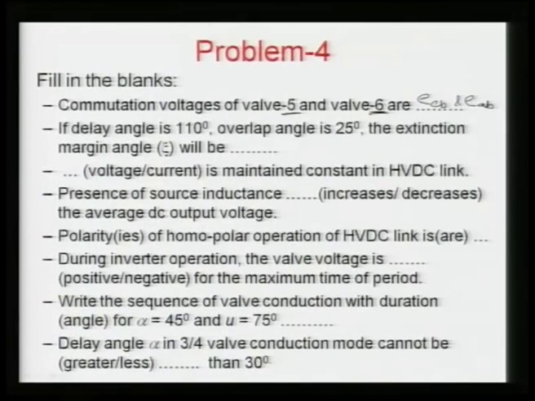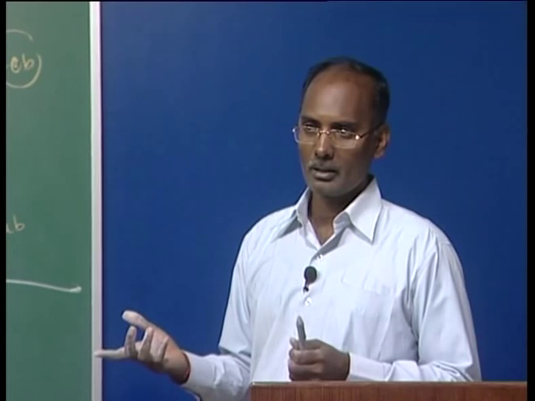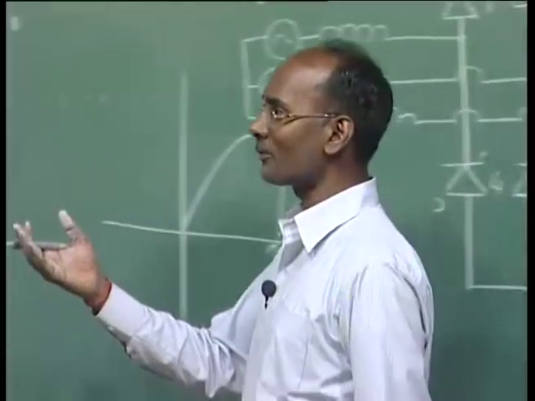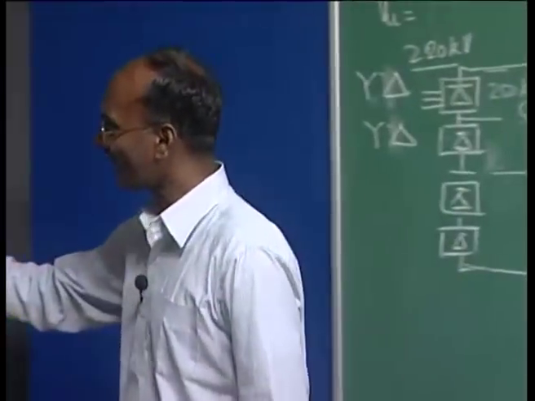Now, the second was asked: if the delay angle alpha is 110 degree, and the overlap angle u is given as 25 degree, what is the extinction margin angle? Now, you can see here u is less than 25 degree, and if you see beta, how much beta you are getting here, 70 degree, it is greater than 60 degree. Also you see u is less than 60 degree. So in this case your extinction margin angle will be nothing but 60 minus u, and it will be 35 degree, because it was simply given as 60 minus u, so from here itself you can calculate it.